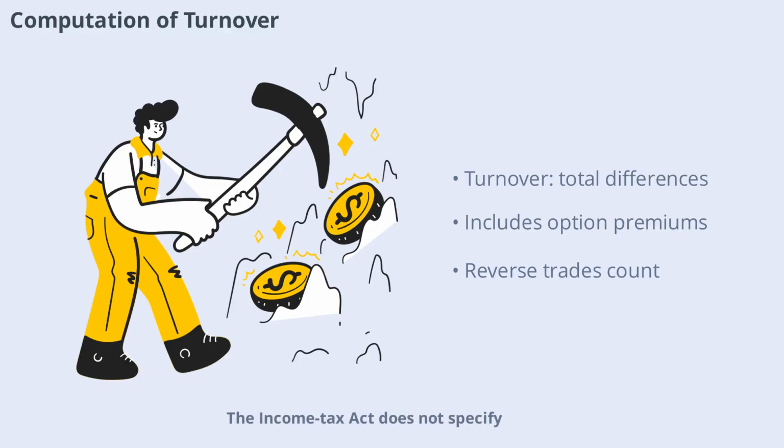The Income Tax Act does not specify how to compute turnover for exchange-traded derivatives. However, the ICAI's guidance note on tax audit provides a method. Turnover is the total of favorable and unfavorable differences, plus any premium received on sale of options, and differences from reverse trades. Accurate turnover calculation is crucial for determining tax audit requirements and eligibility for the presumptive taxation scheme.